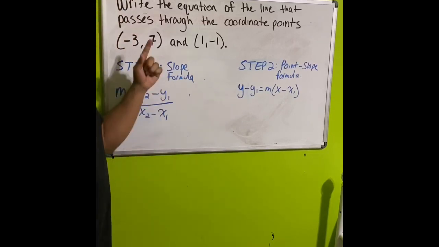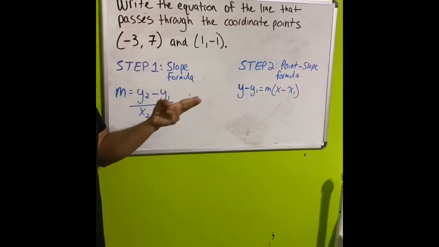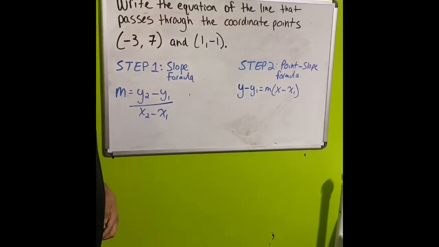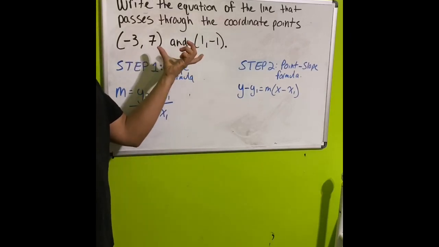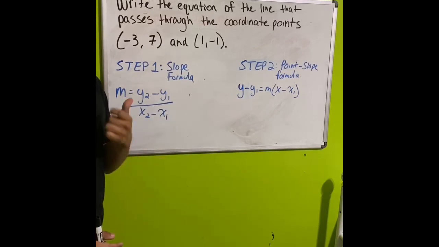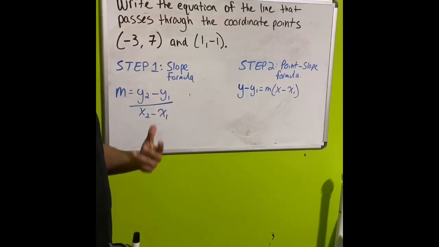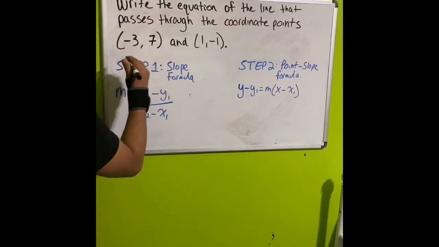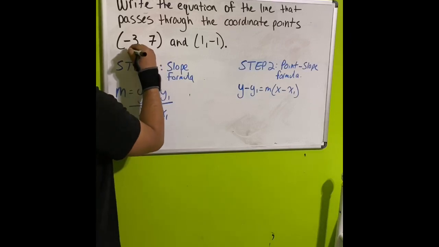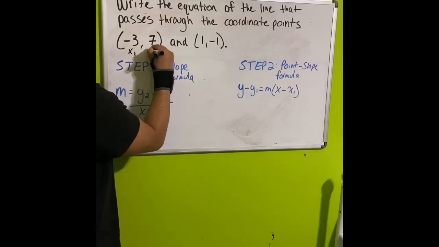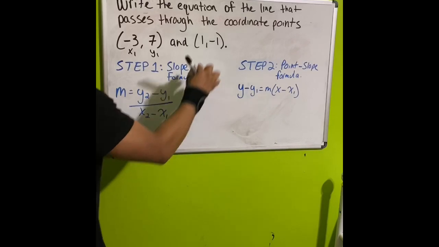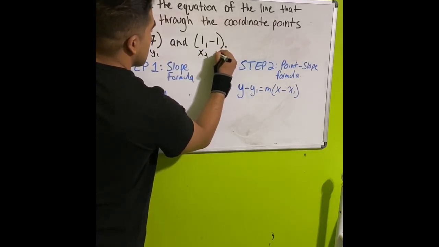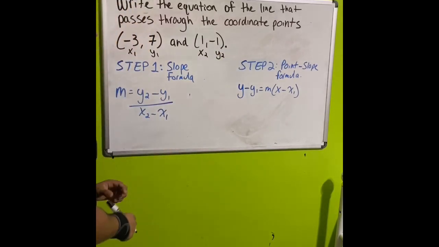For example 1, we're going to write the equation of the line that passes through the coordinate points -3, 7 and 1, -1. So what I like doing first is when I have my 2 coordinate points, I like to label them x1, y1, x2, and y2. Now it doesn't matter what coordinate point you call those, as long as you're consistent. So for example, this first coordinate point, this -3 is going to be x1, 7 is going to be y1, my other coordinate point is going to be x2, and -1 is going to be y2.